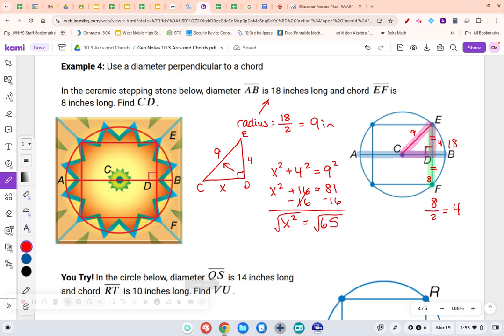Take the square root. Depending on what the question asks, you could either leave it like this, or you can write it as a decimal if you would like. Square root of 65 is 8.06. Now these are both CD. They're the exact same answer. You can write it either way. I'm just going to write it the decimal way.